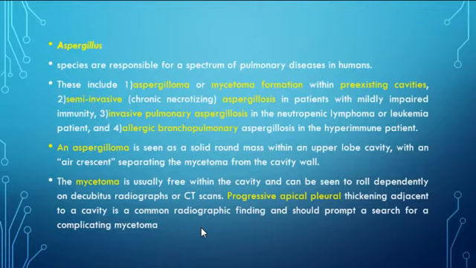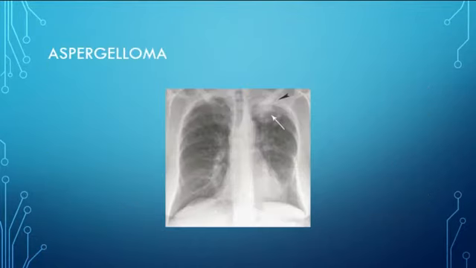An aspergilloma is seen as a solid, round mass within an upper lobe cavity, with an air crescent separating the mycetoma from the cavity wall. The mycetoma is usually free within the cavity and moves dependently on decubitus radiographs or CT. Progressive apical pleural thickening adjacent to a cavity is a common radiographic finding and should prompt the search for aspergilloma.